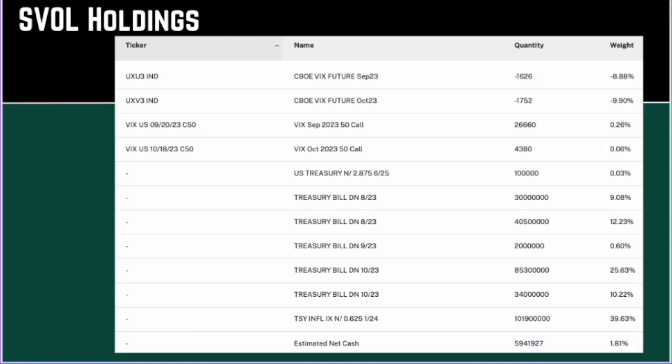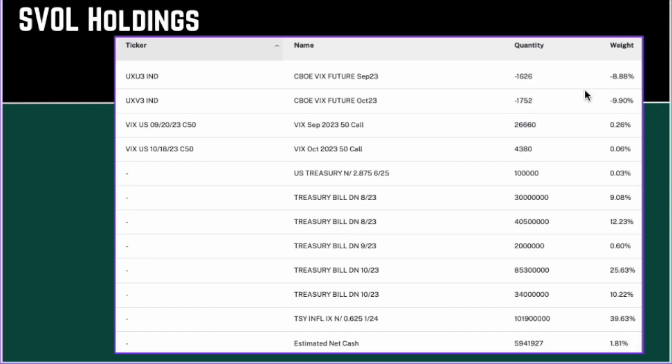When we look at SVOL's holdings, you don't see the typical Apple and Microsoft making up most of the portfolio holdings. So right here, it actually looks like a foreign language. So let's kind of break this down a little bit. So the ones that say future are those that are shorting the VIX positions, as we talked about, hence why they show up as negative quantity and weight.